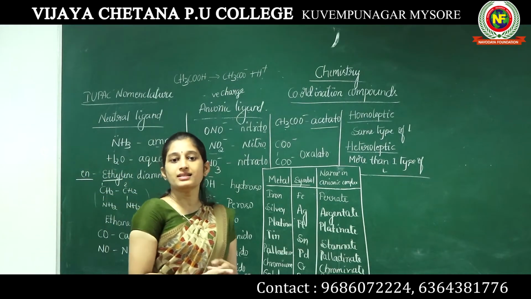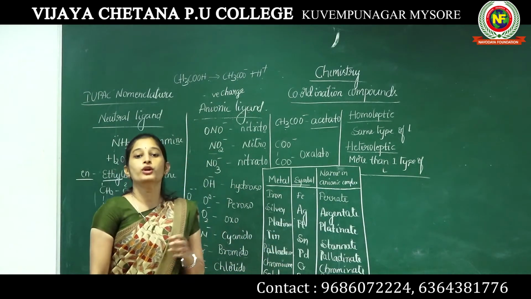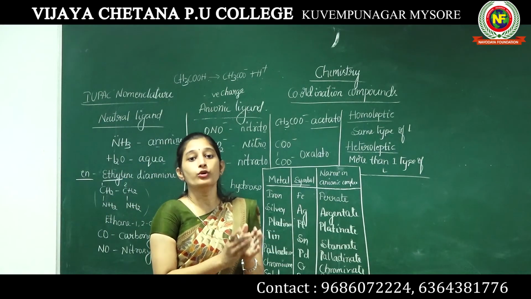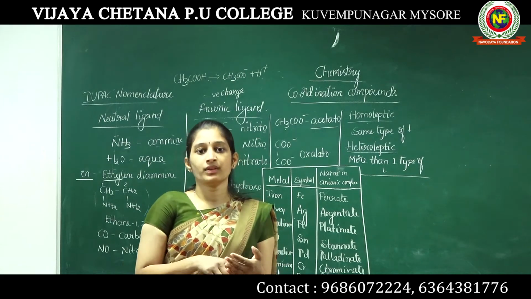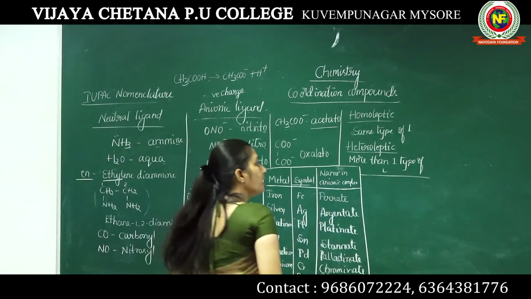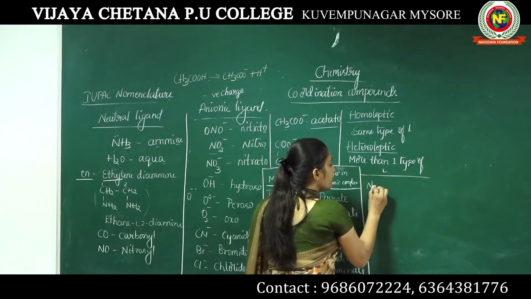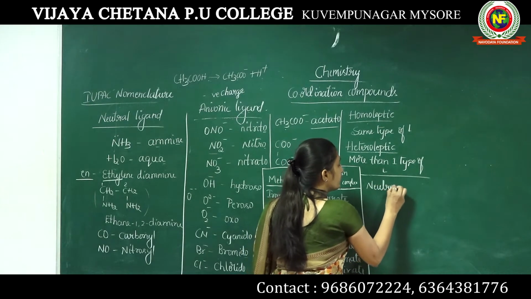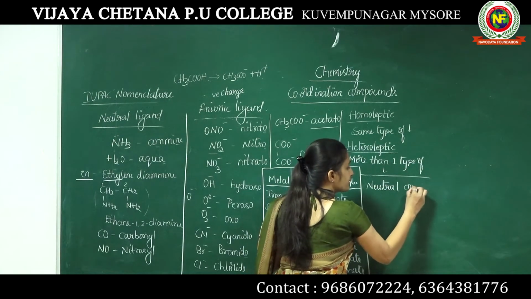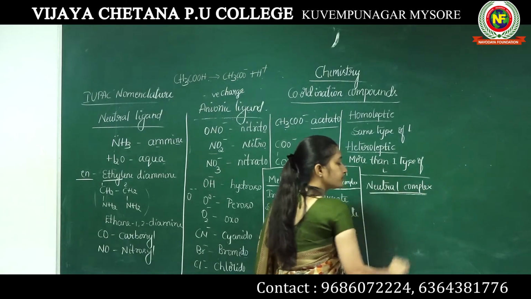Next we can discuss the heteroleptic complex. First, how to name for homoleptic complex. Suppose in homoleptic, neutral means how, cationic means how, anionic means how to name that. What are all the rules? First one, suppose if the complex is neutral. If the complex is neutral, how to name that?